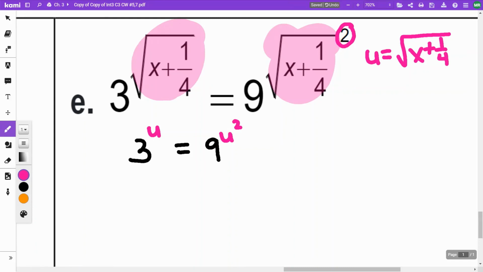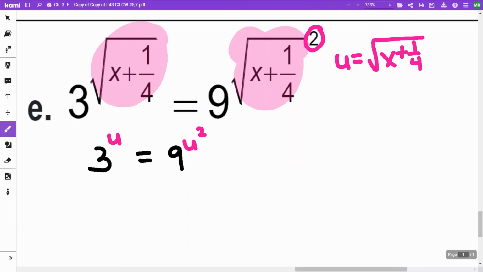So this is where you have to remember, again, integrated 1. When you have a base to a power equals a base to a power, you want to get the bases to be the same. Recall that 3 squared is equal to 9. So I can rewrite this 9 as 3 squared. So I'm going to keep this as 3 to the power u.